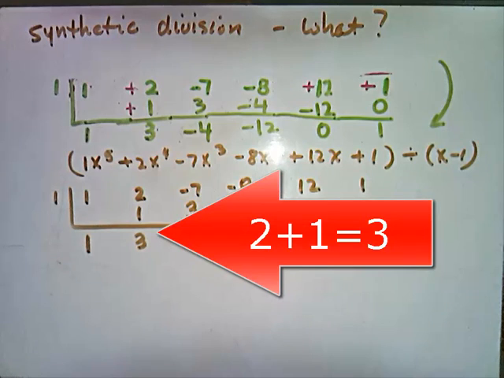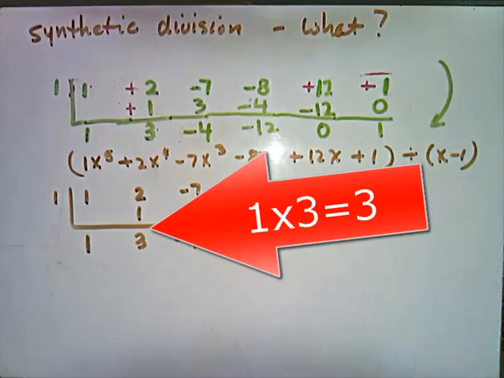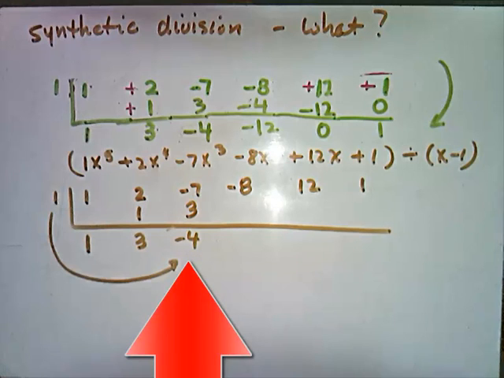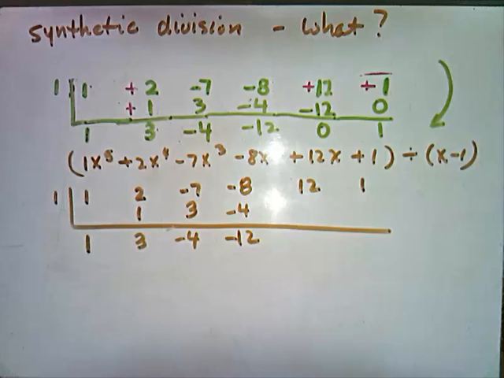Then I repeat 1 times 3 to get 3. I write it under the next coefficient, add it to negative 7 to get negative 4. I write negative 4 under the negative 8, add to get negative 12. Multiply negative 12 by positive 1 to get negative 12. Add to give 0. Transfer the 0 under the last coefficient and add to get my remainder.